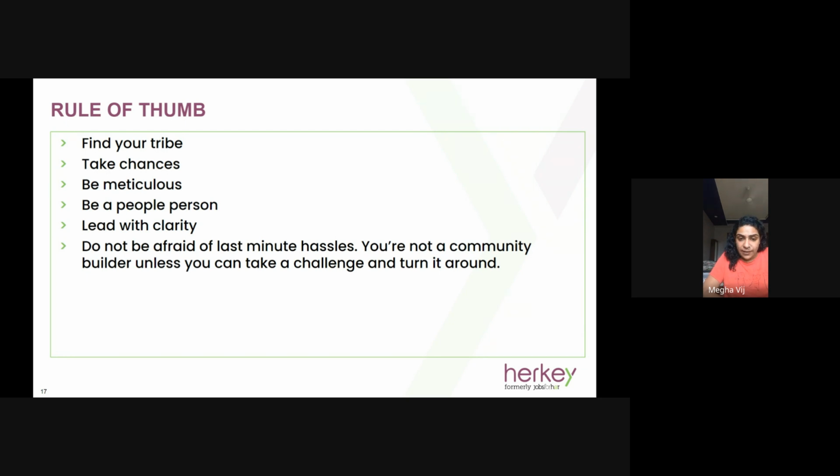You have to lead with clarity. Like I said, being scared or being worried that things might not work out is just going to drop your level of confidence for no reason. You'll have to lead with clarity. You'll have to understand that you have to take that chance and you've got to go ahead and take it. Do not be afraid of last minute hassles. You're not a community builder unless you can take a challenge and turn it around. And last minute hassles can be very, very vague.